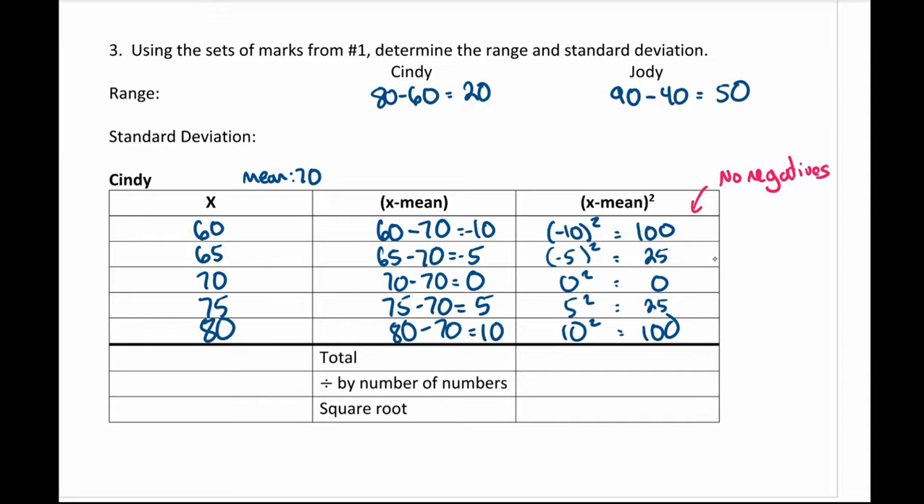The next step is to find the total, so we add all of these numbers up. So 100 plus 25 plus 0 plus 25 plus 100, we get 250. The next step after that, 250 divided by the number of numbers. So in this case, we have 5. So 250 divided by 5 is 50. In the last step, we take the square root of that. So the square root of 50 is 7.07. So that means the standard deviation for Cindy is 7.07.